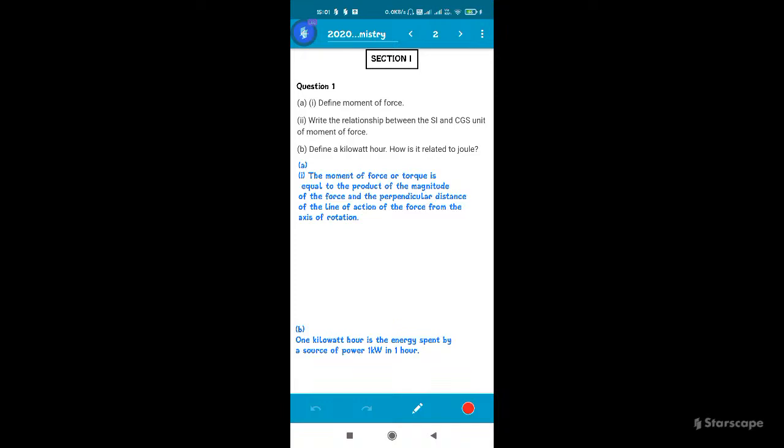Your first question is, you have to define the moment of force. You know moment of force is also known as torque. So this is a direct question.